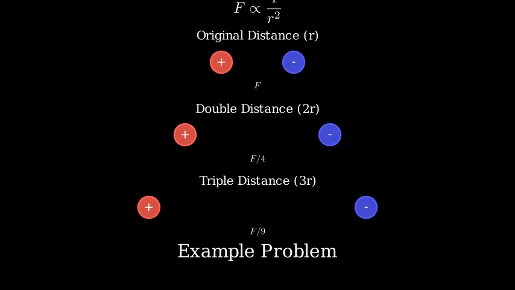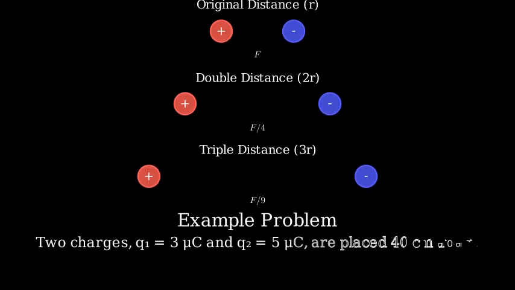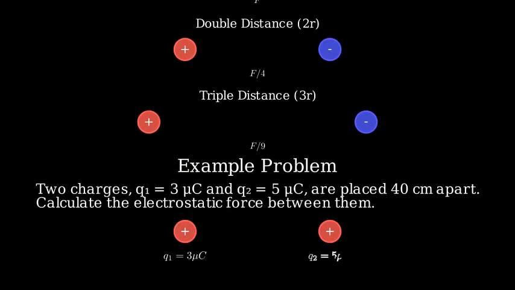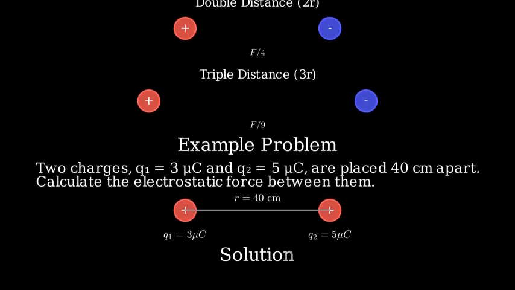Let's work through a simple example problem. Two charges, Q1 equals 3 microcoulombs and Q2 equals 5 microcoulombs, are placed 40 centimeters apart. Calculate the electrostatic force between them. Let's solve this step by step.